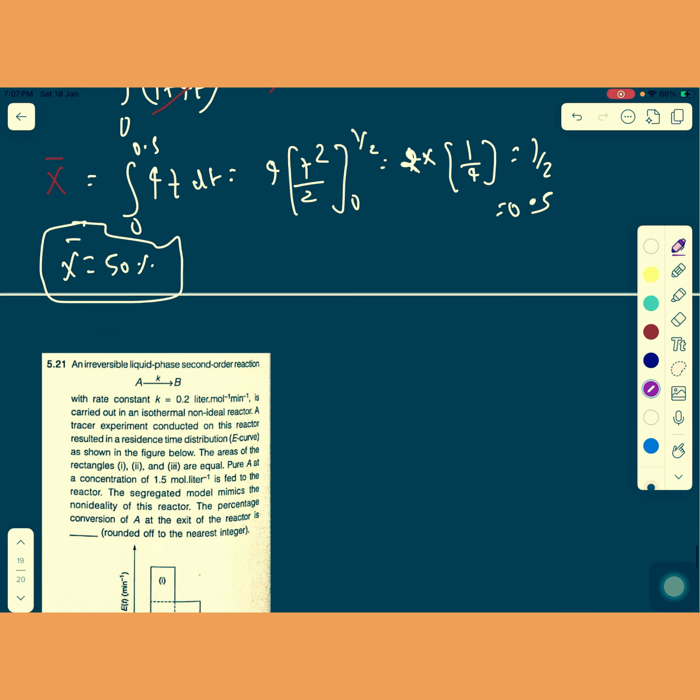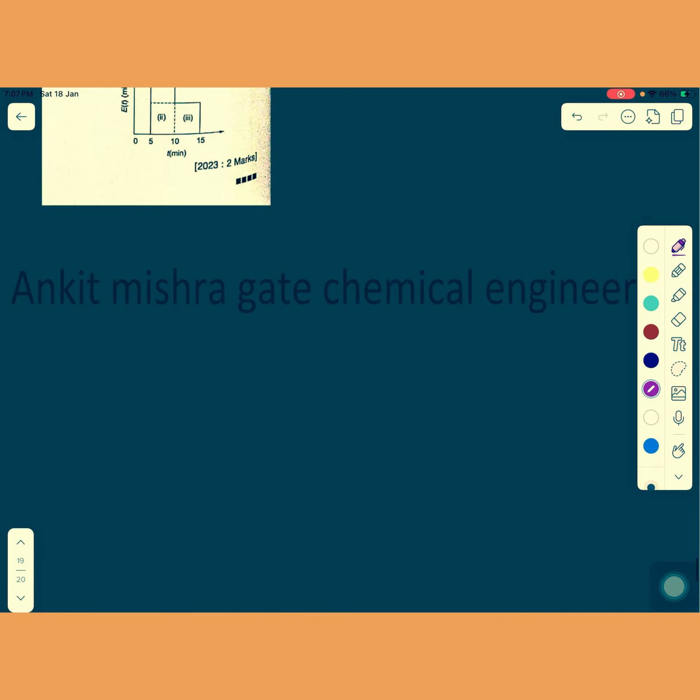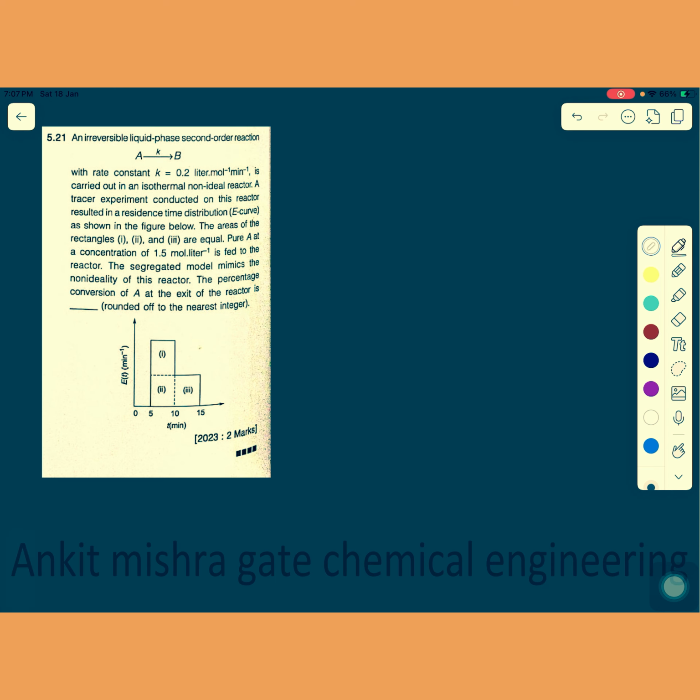Now I'll be moving towards the next problem, and this one is the last problem of non-ideal reactors. After that I'll have completed this PYQ series of non-ideal reactors. So here you can see that a liquid phase second order reaction is happening. A is getting converted into B having rate constant K, which is given as 0.2 liter per mole minute, carried out in an isothermal non-ideal reactor. A tracer experiment conducted on this reactor resulted in a residence time distribution curve, the E(t) versus t curve, or exit age distribution curve.